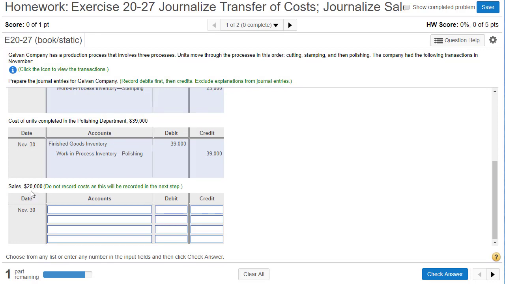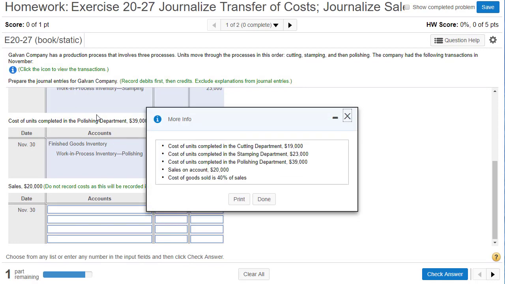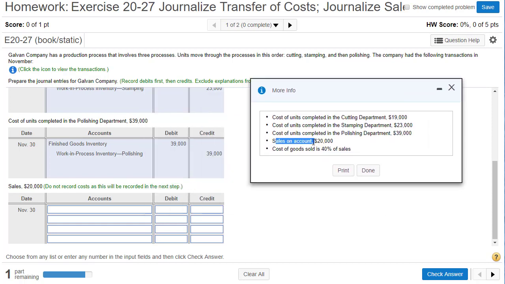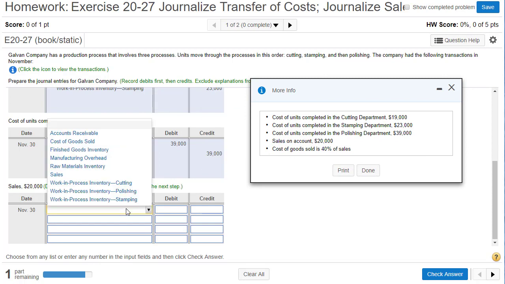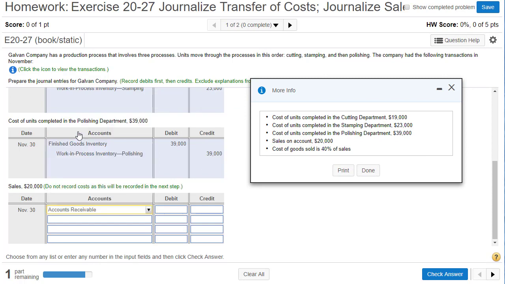And then we're going to journalize the sale. Let's see if there's any extra information here. Sales on account, 20,000. So it does have extra information. It's on account, so that means we're not going to get cash. We're going to get AR. And how much was it? $20,000. Notice it says do not record costs, as they will be recorded in the next step.